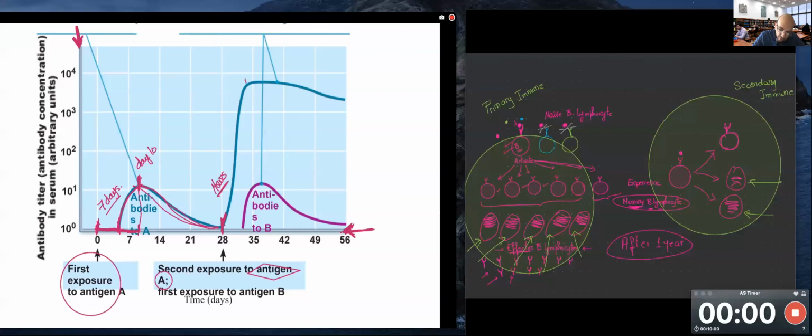And I will reach the peak of the production of the immunoglobulins within 3 days of getting re-exposed. Within 3 days, I will reach the peak of the production. And can you compare here the level of production in a primary immune response and a secondary immune response? Secondary immune response, you are producing much, much more immunoglobulins. And in a primary immune response, you are producing much less immunoglobulins. Yes.